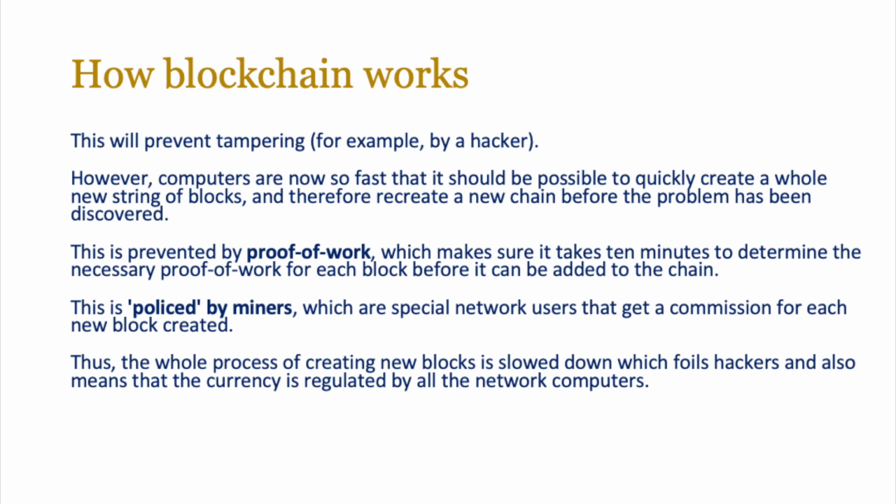Another thing that prevents this type of attack is called the proof of work, which makes sure that it takes 10 minutes to determine the necessary proof of work for each block before it can be added to the chain. And this is policed by miners, which are special network users that get a commission for each new block that's created. So the miners will police the network to make sure that nobody's messing around with the proof of work, which you can't add immediately and requires up to 10 minutes to determine that it's been calculated correctly. The whole process of creating new blocks is slowed down, which foils hackers and also means that the currency is regulated by all the network users rather than a select few.